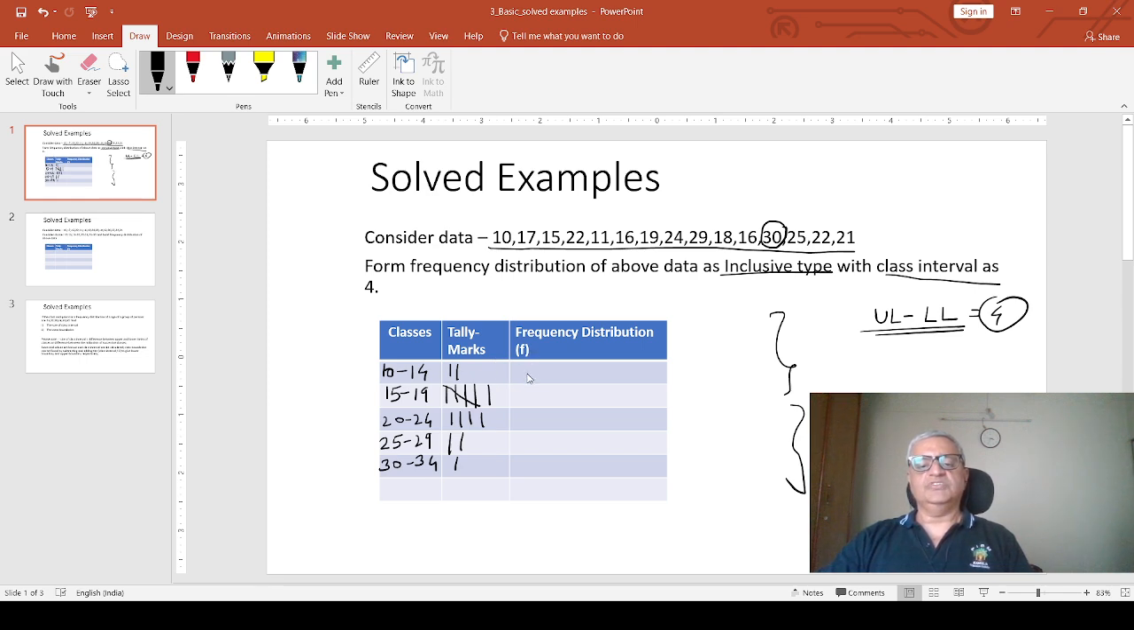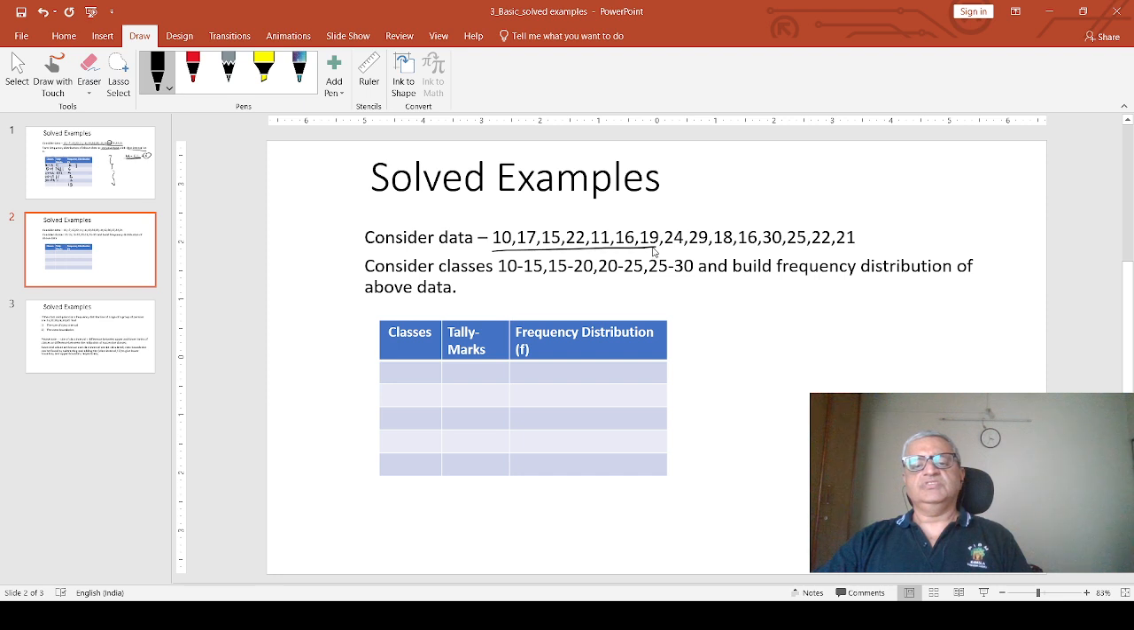All that I have to do is count the tally marks for each class. So 2, 6, 4, 2, and 1. So total data elements are 15. So how do I read it? My first class has 2 elements, the second class 4, the class 15 to 19 has 6, and so on and so forth. So let's go to the next problem.